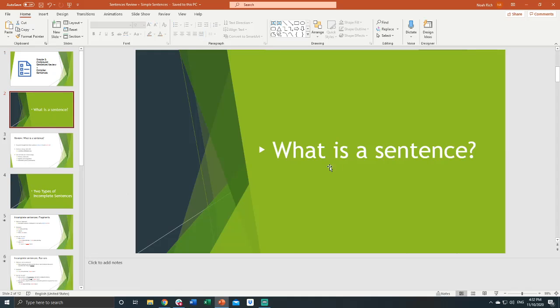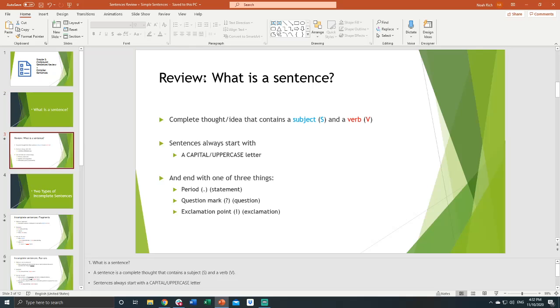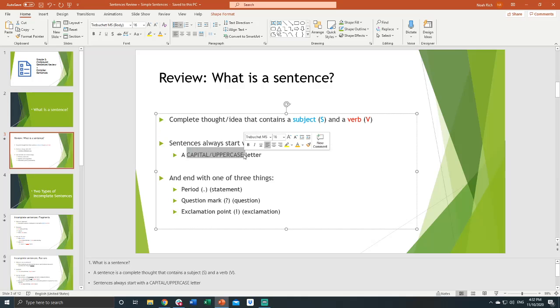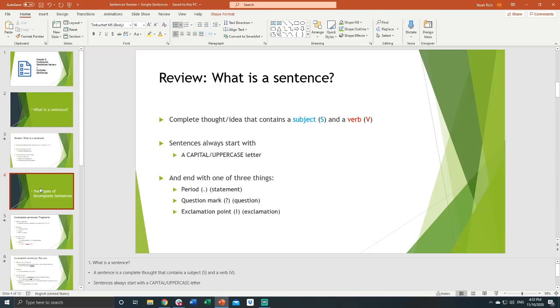So first, what is a sentence? This is review. A sentence is a complete thought or idea that contains a subject and verb. They always start with a capital letter, and end with a period, a question mark, or an exclamation point. Of course, you know this.